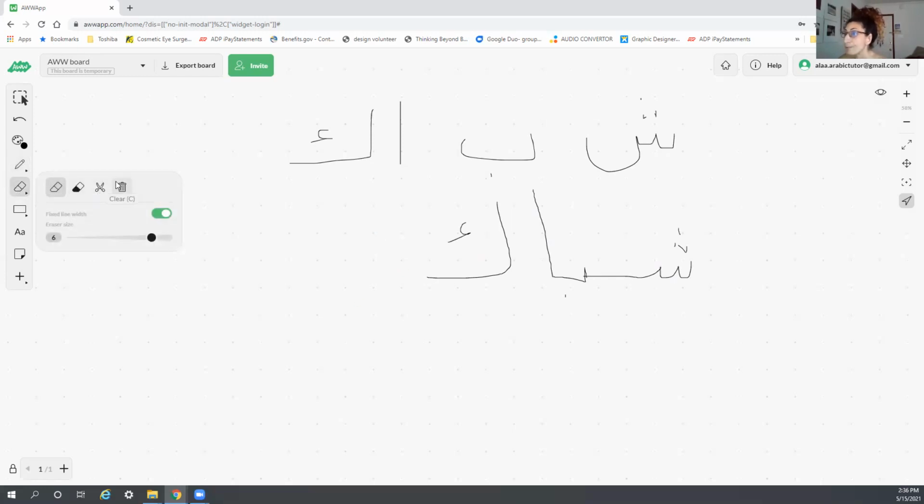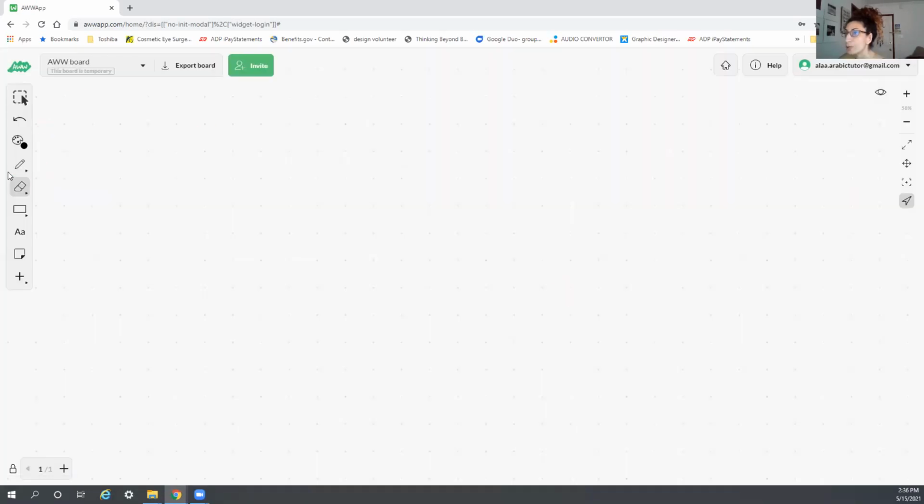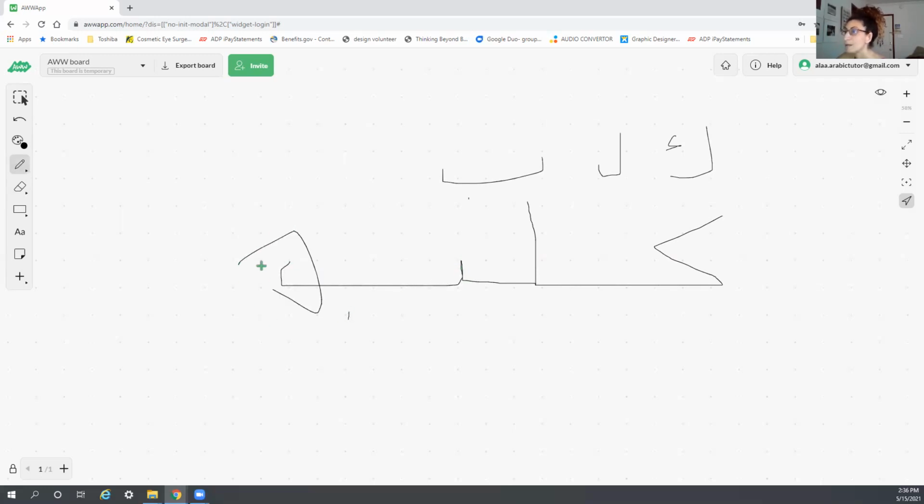Dog, kalb. The reason I'm doing this word is because it has kaf in the beginning, so you want to see how it's going to look. So kalb, dog. You start with kaf, which looks like a Z. Then lam is going to be a straight line because it's in the middle, and then ba. We close the ba because it's at the end of the word. So this is kalb. This is how we write in Arabic, how we connect the letters.